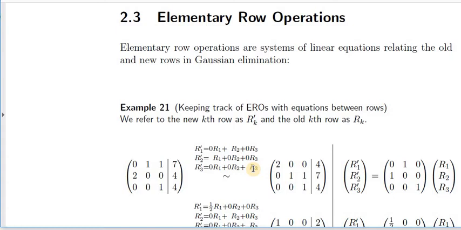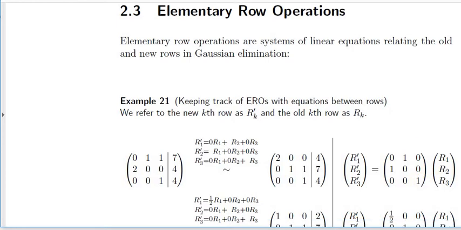Now, I can write this in vector form. You see, this looks like a system of linear equations. R1 prime, R2 prime, R3 prime is equal to the matrix with rows 0, 1, 0; 1, 0, 0; 0, 0, 1, times R1, R2, R3. So that's why we say that the row operation is like multiplication by a matrix. Right? So let's go to the next stage.